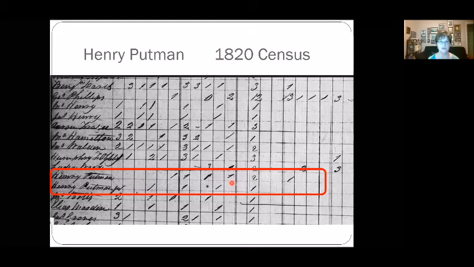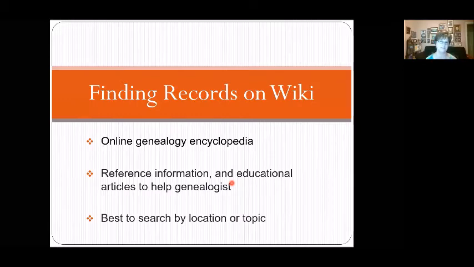Okay, so we're going to go to the next tool to work on, and that's the tool of Wiki. So how do you find records on a wiki? First of all, what is a wiki? A wiki, to me, is like an encyclopedia. And the wiki on Family Search is an online genealogy encyclopedia. It gives you information on topics, and it gives you locations in collections that could be in certain locations.